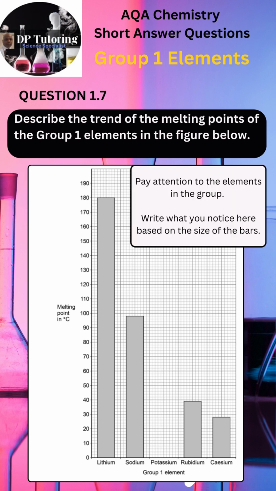Part 7 of the question asks you to describe the trend of the melting points of Group 1 elements. Use your periodic table and the graph to write what you see in terms of the size of the bars representing the elements in Group 1.